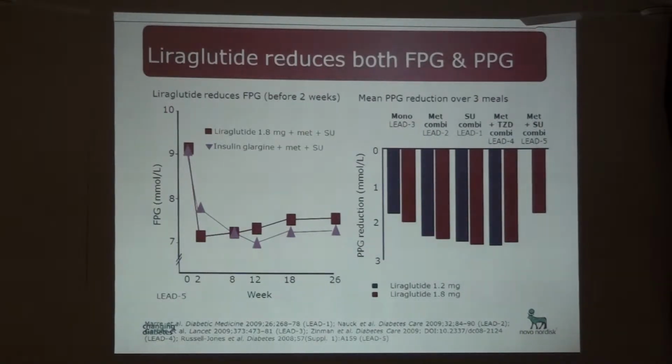Then coming on to postprandial glucose levels, all the LEAD studies have been plotted over here for your reference, whether it's LEAD 3, 2, 1, 4, 5. There were 2 doses of liraglutide used in these LEAD studies. The blue one is 1.2 mg and the maroon bar is 1.8 mg. There has been a significant reduction in PPG across all LEAD studies, to the tune of about 2.5 millimole. That's roughly between 35 and 40 milligrams per deciliter. So that's quite a significant reduction.